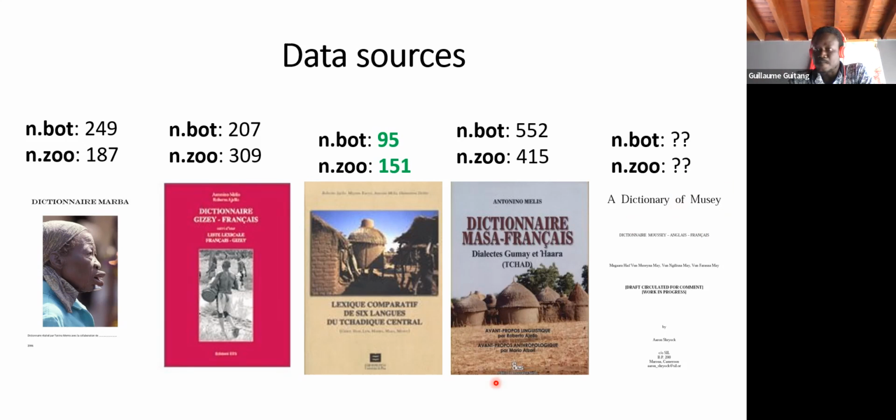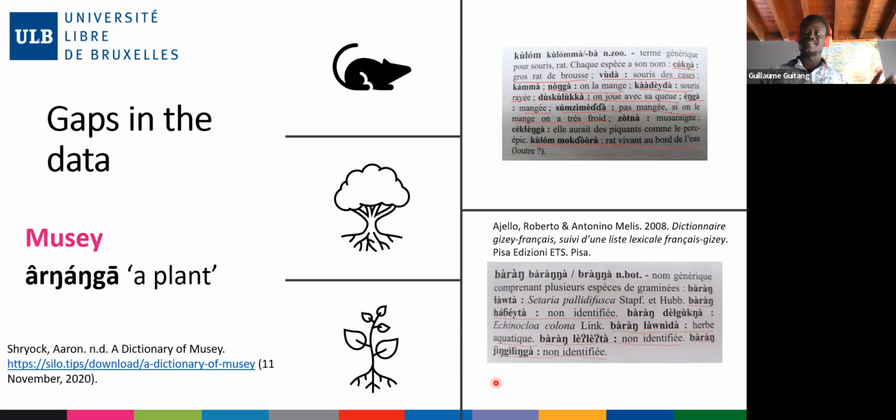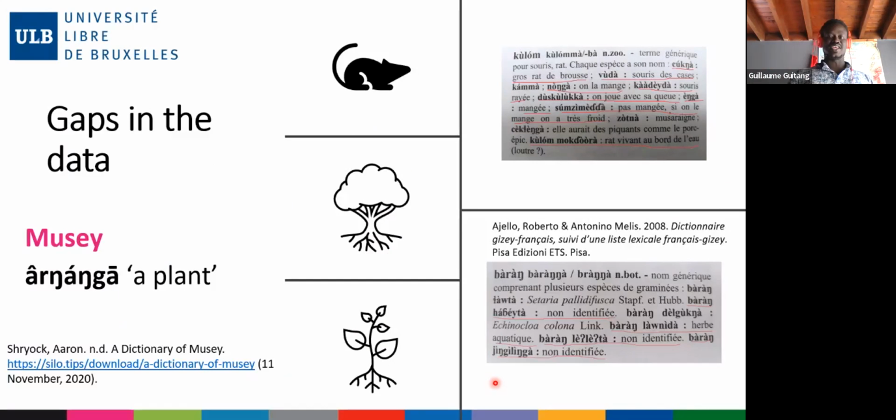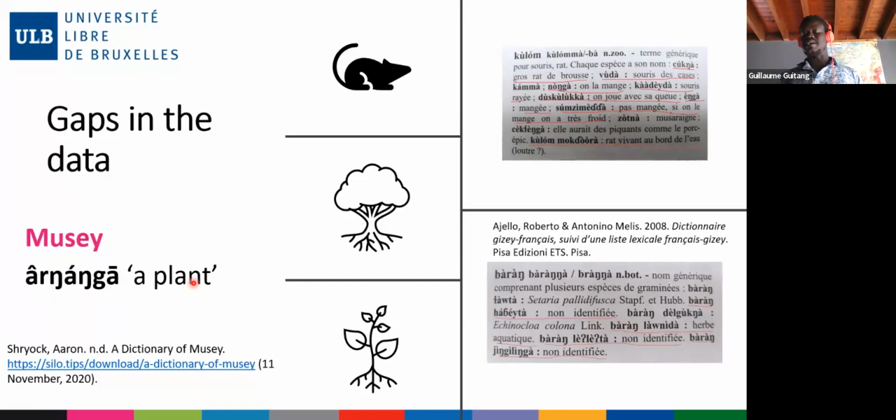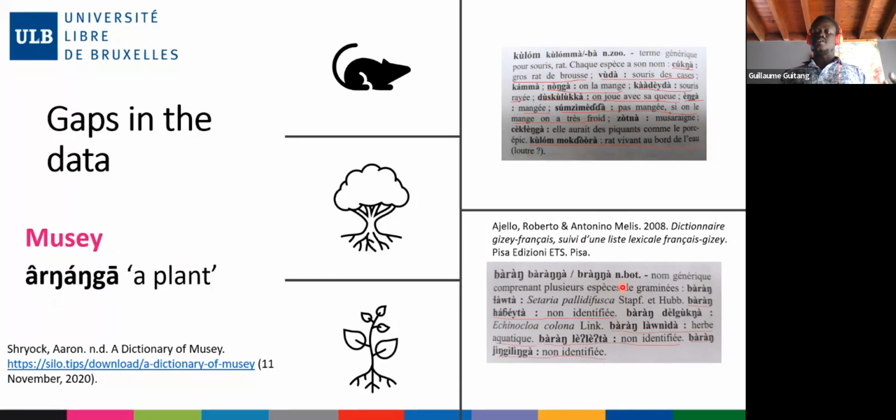Now, as you would expect, there are gaps in these sources, probably because of the kinds of data that we use, and also because of the question of the training that we have. Some of the people working on these languages are linguists alone, not biologists at the same time, as is the case for Melis. So you have entries like, in the draft dictionary of Musey, a plant, but you can't exactly identify which plant. You have the same situation even for biologists; it is sometimes very difficult to identify all the elements. So you have examples here of a kind of mouse that is edible, but you can't retrieve the identity of the exact mouse that is indicated there.